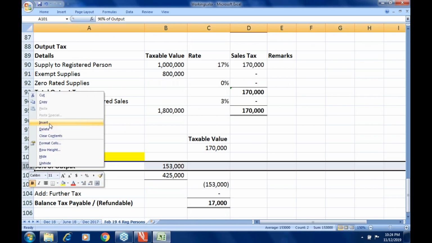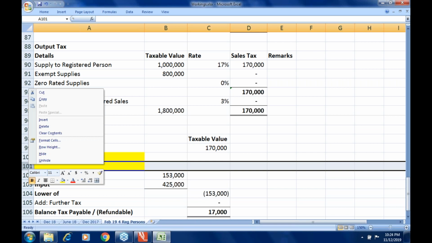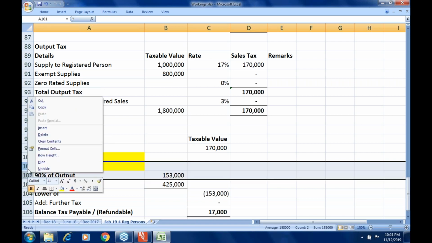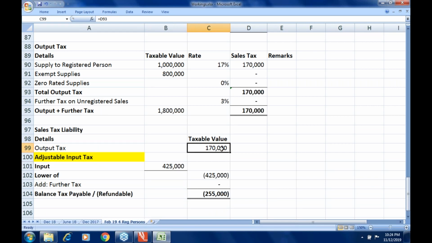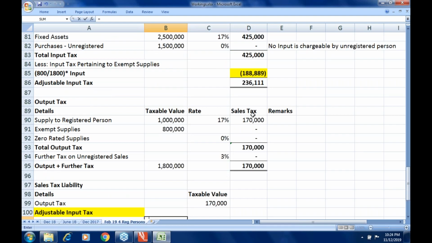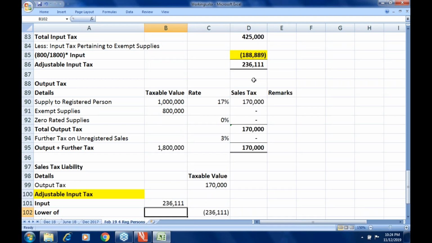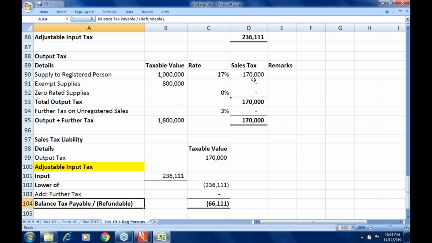And when we go about with the calculations, let's understand that the 90% output is not applicable in this specific case, the reason being that it's all pertaining to the fixed asset. So the balance tax payable is going to be 66,111. Is it fine to everyone? It's just the application of the various rules that we have studied and discussed till now.